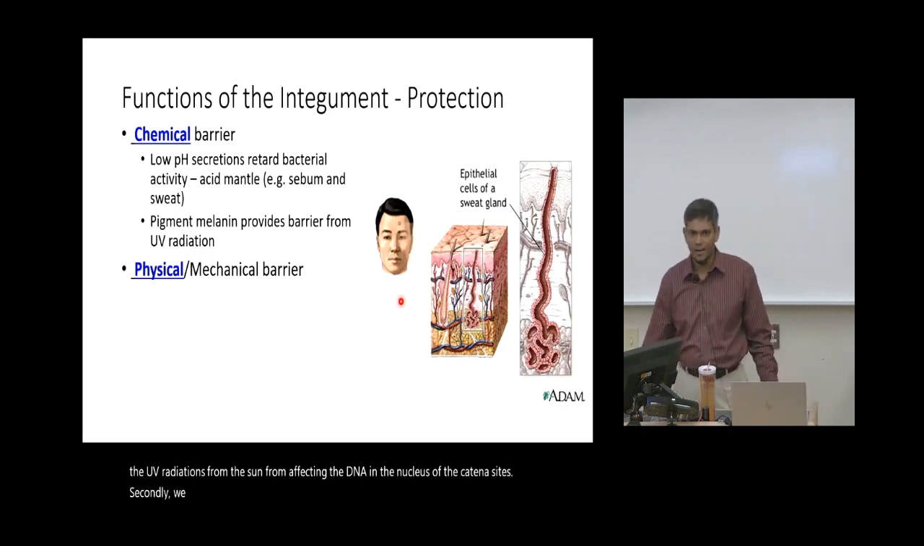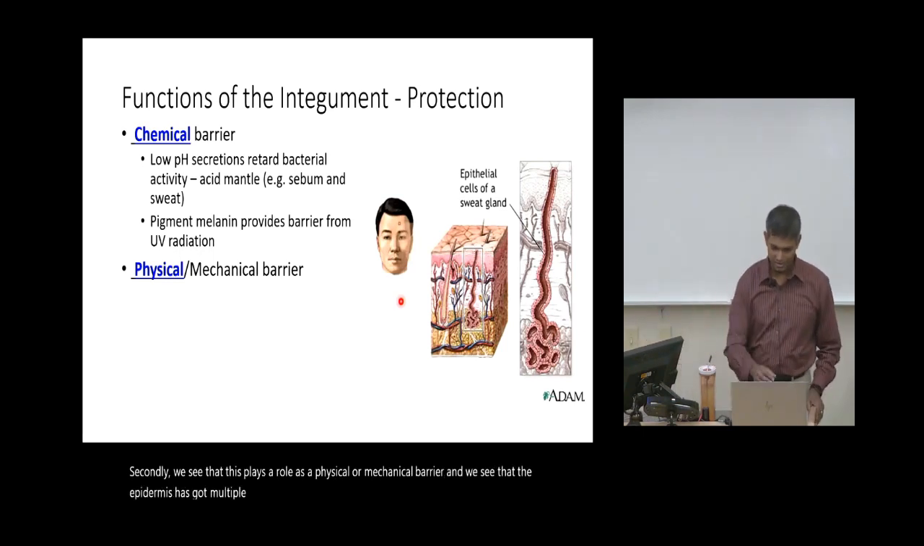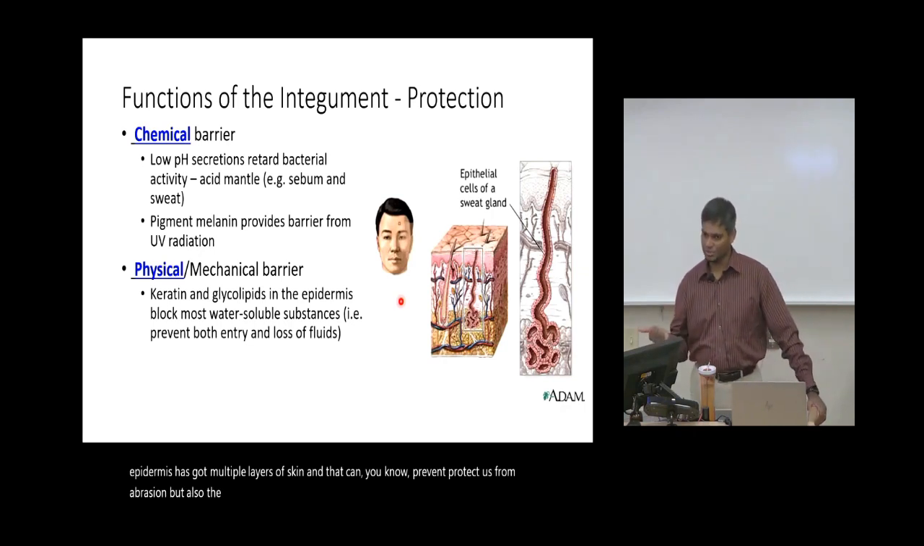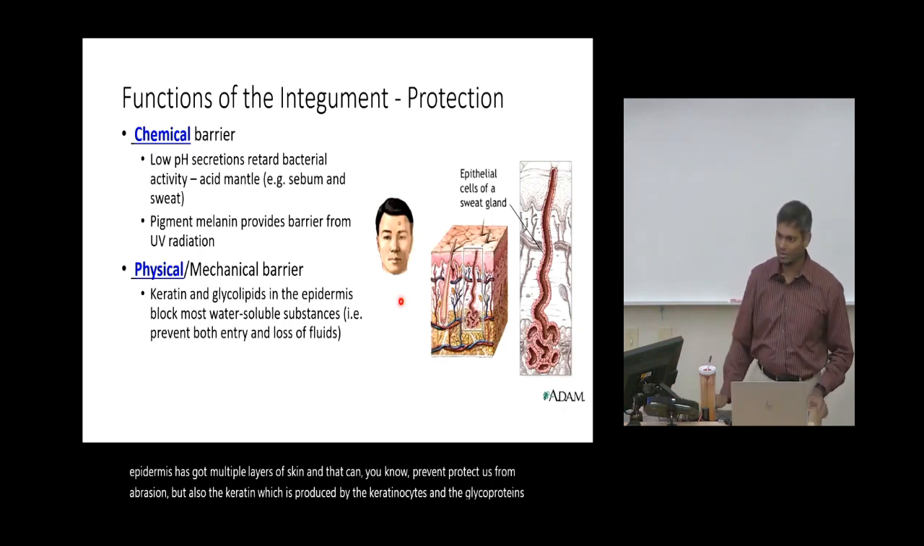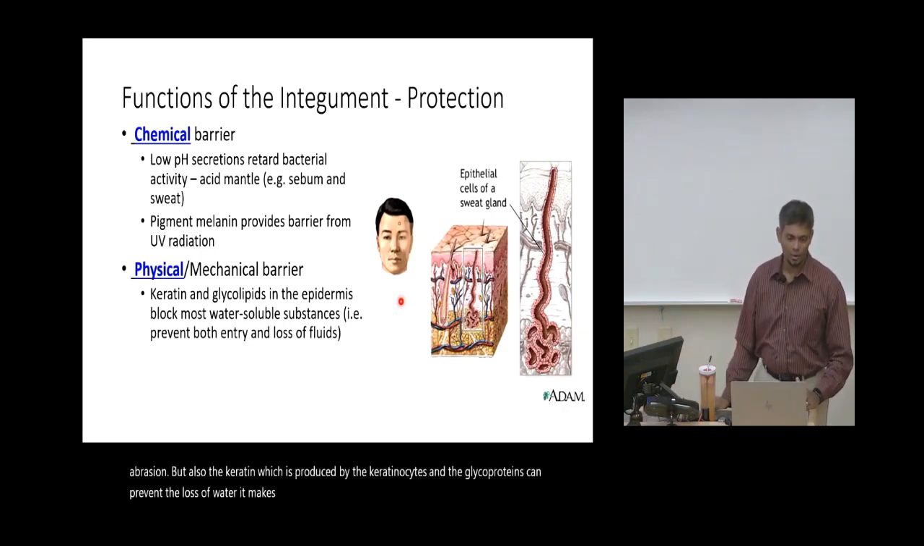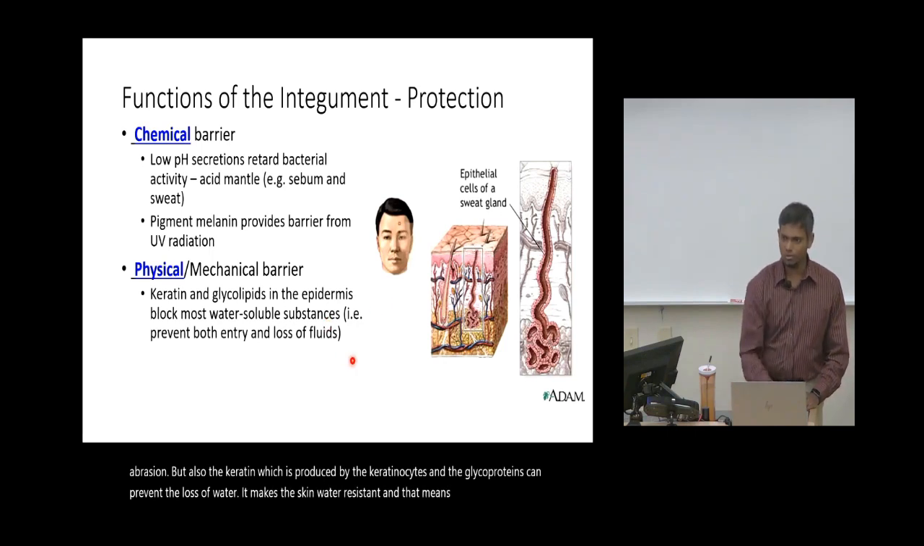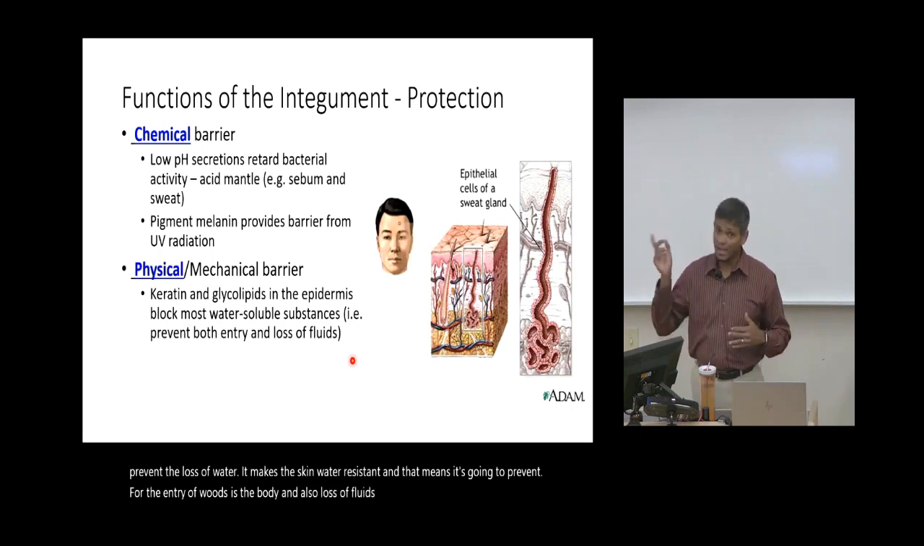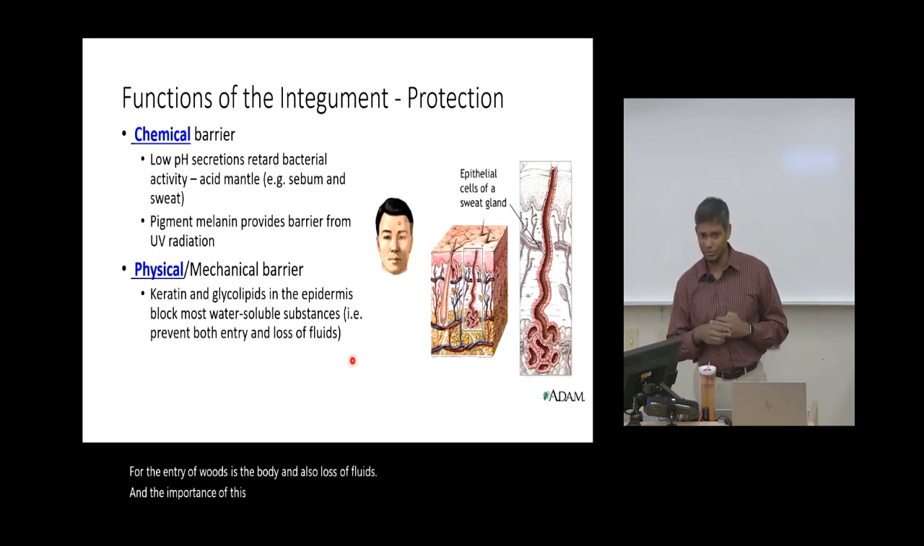Secondly, we see that this plays a role as a physical or mechanical barrier, and we see that the epidermis has got multiple layers of skin, and that can protect us from abrasion. But also the keratin, which is produced by those keratinocytes, and the glycoproteins can prevent the loss of water. It makes the skin water resistant, and that means it's going to prevent both the entry of fluids into the body and also loss of fluids. And the importance of this, it will make sense when we talk about burns and other injuries to the skin.